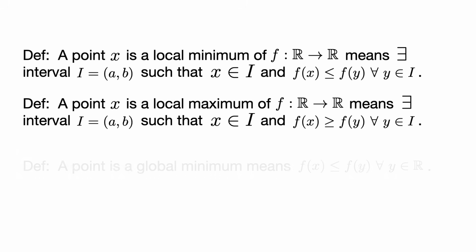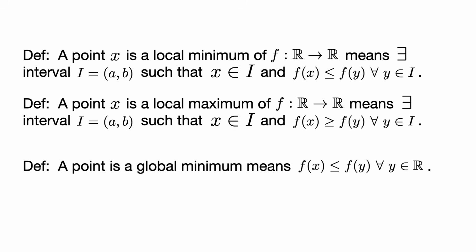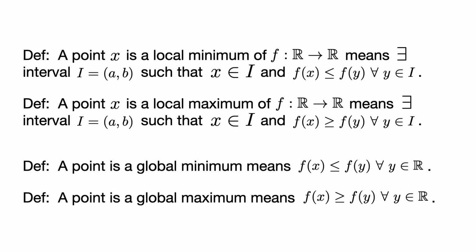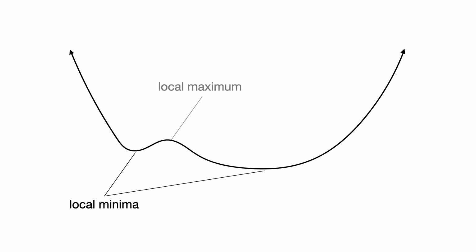A point is a global minimum means that f of x is less than or equal to f of y for all y in the domain of the real numbers. And it's a global maximum means that f of x is greater than or equal to f of y for all other points y. So here's an example. Here are two local minima. Here's a local maximum. And this local minimum on the right is also a global minimum. This function does not have a global maximum.